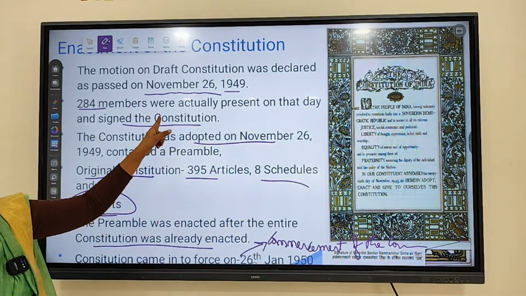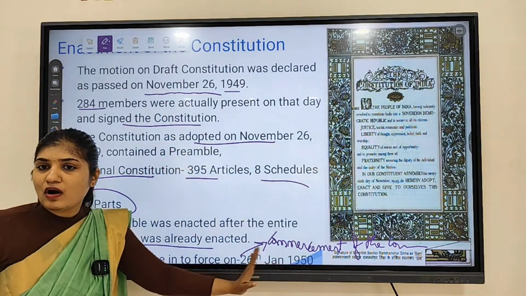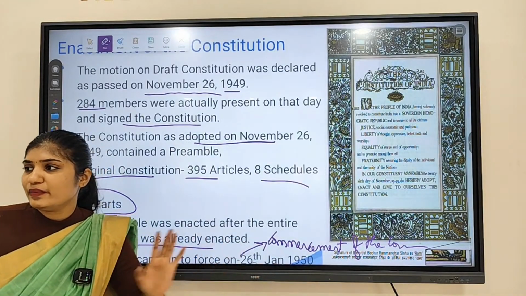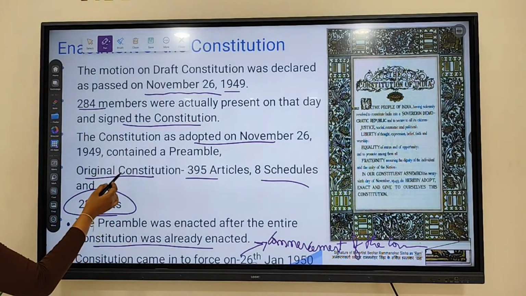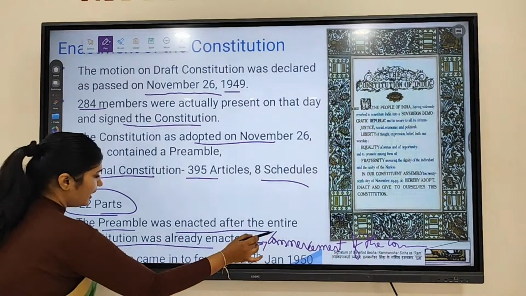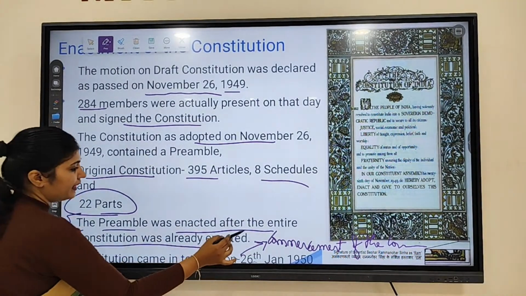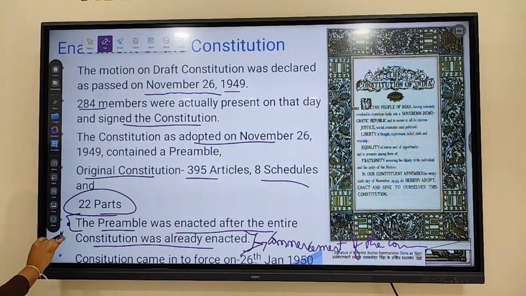It was been adopted on November 26. Commencement, or when it has been came into the force, January 26, 1950. Okay, just write down in keywords. Don't write everything, just write only very important highlighting words. Adoption of constitution, November 26, 1949. 284 members signed the constitution. Write down this. Preamble was enacted after the entire constitution was already enacted. This is very important point. Write it. Write down that fully this part.